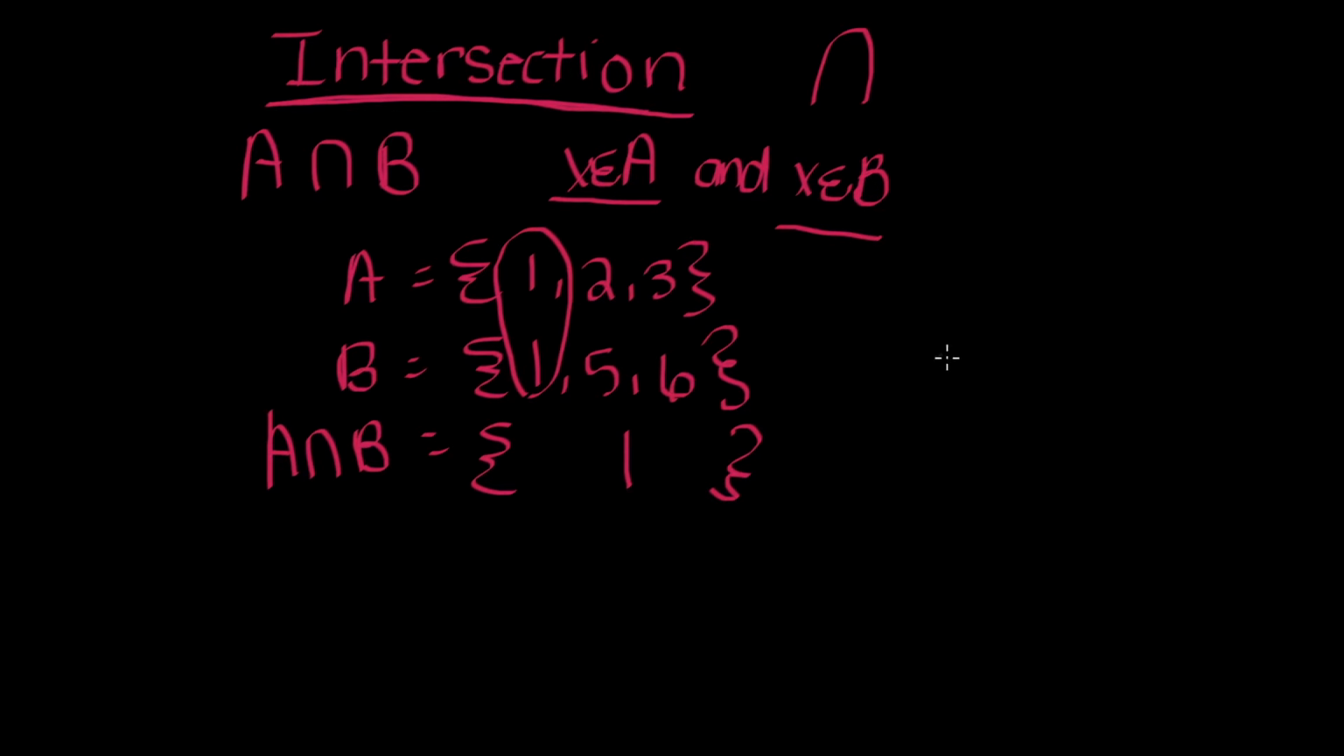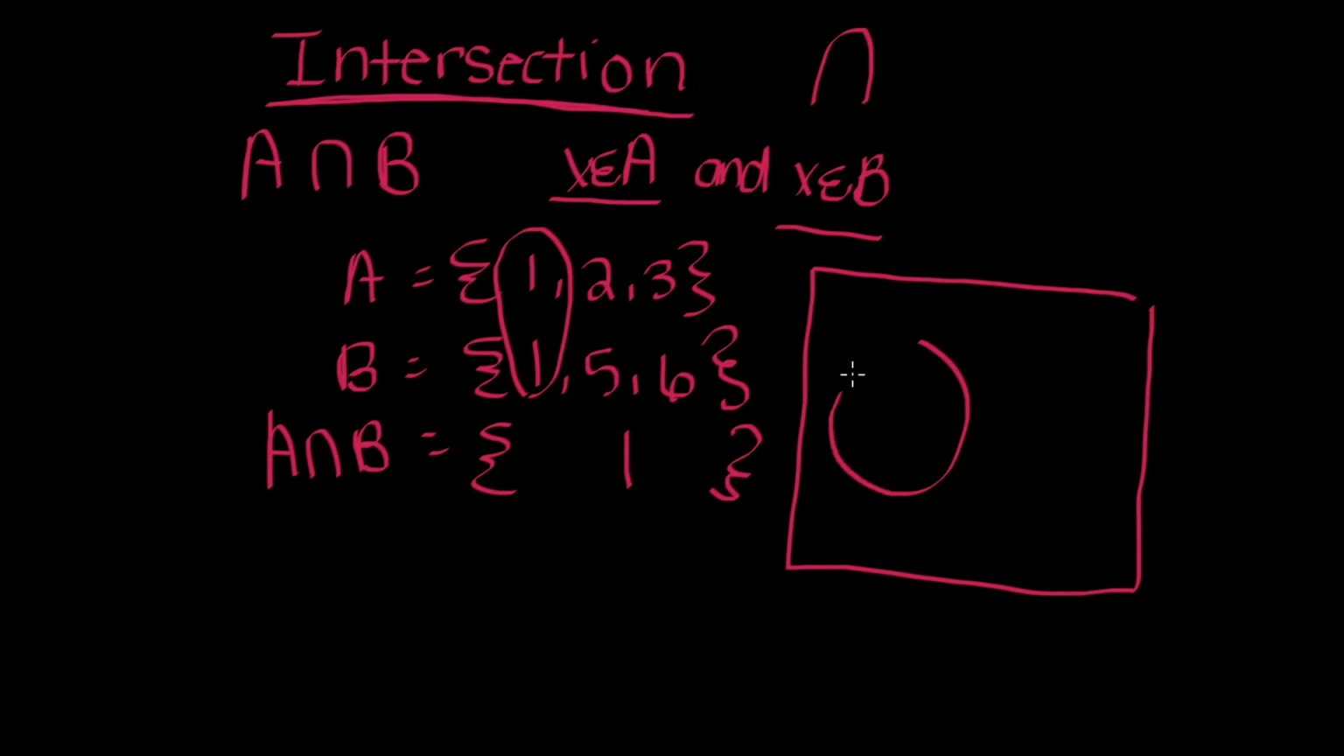And if we were to do a Venn diagram showing this, it would look something like the, oh wow, that's a horrible circle. Okay, so A, B. So A would have a 2 and a 3 here. B would have a 5 and a 6 here. And then the 1 would kind of be in the middle, right? So A intersect B would just be the intersection of the two. So it would just be this one, and we'd color it in right here in the middle.